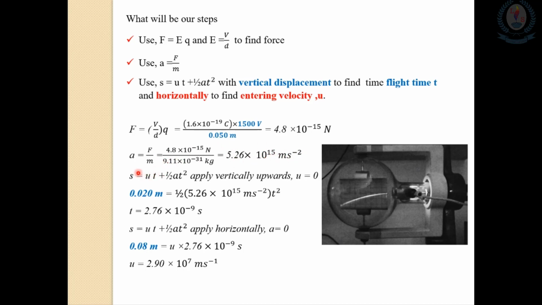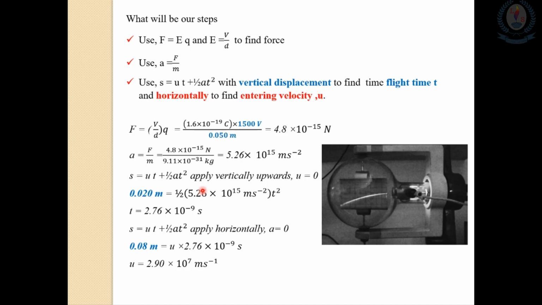So we apply, as mentioned earlier, S = ut + half at squared vertically upward. When we resolve the initial velocity, as it enters horizontally, the vertical component u becomes 0. So this part becomes 0, and it becomes S = half at squared. The vertical displacement given in the question is 2 centimeters, so here it becomes 0.02 meters. We have to convert it to meters, and a we have calculated. So we substitute the values into t squared, and we can find t.